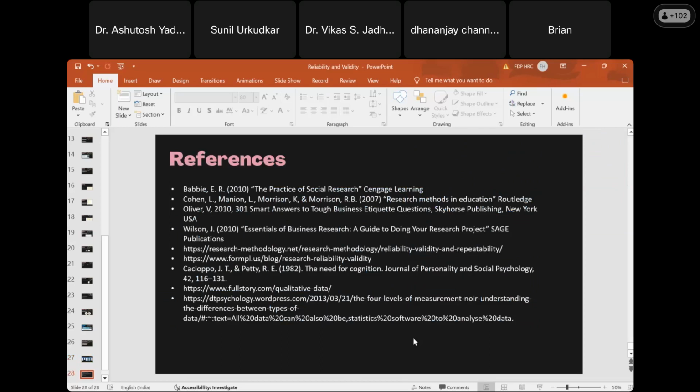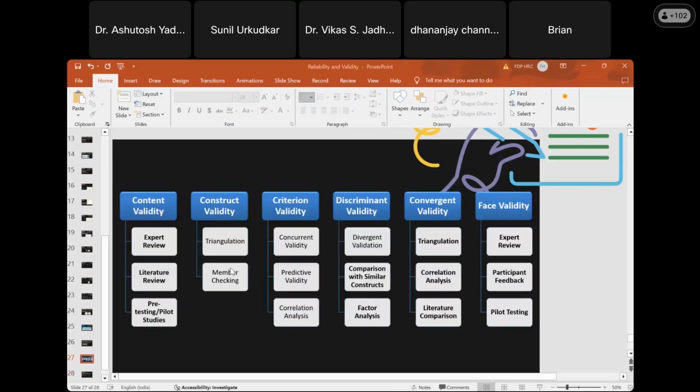Now, one question that might pop up is how do we measure all these reliability and validity? There is software, and maybe I can show you an output file from one of the projects that I was working on. Yeah, just give me a moment. Let me reshare the screen.